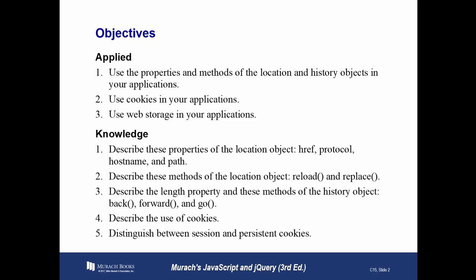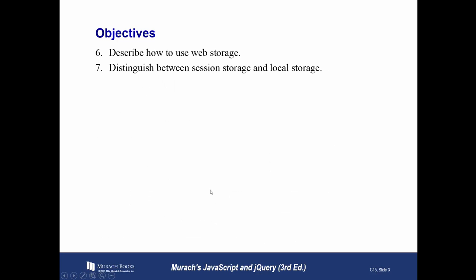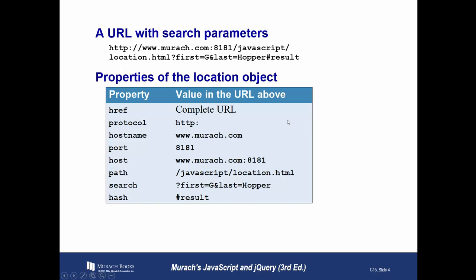Describe the href, protocol, hostname, and path properties of the location object. Describe the reload and replace methods of the location object. Describe the back, forward, and go methods of the history object along with the length property. Describe the use of cookies. Distinguish between session cookies and persistent cookies. Describe how to use web storage. Distinguish between session storage and local storage.